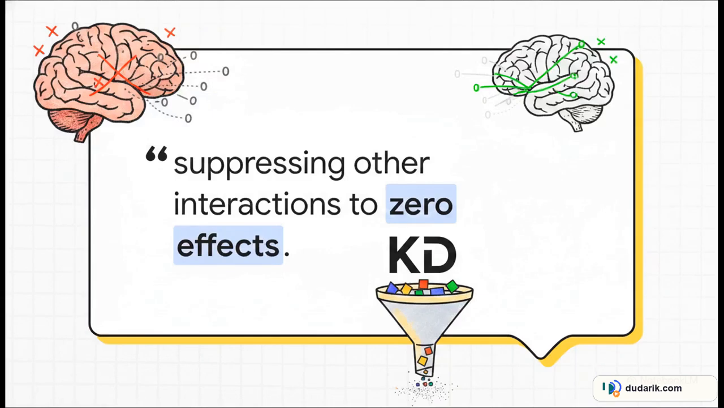And this leads us to the core revelation. I want to read this quote directly from the arXiv abstract because it's that important. Student models retain fewer interactions for inference while suppressing other interactions to zero effects. That right there is the secret mechanism behind knowledge distillation, sparsification. Student models don't succeed by learning everything the teacher knows. They succeed by selectively keeping a tiny, useful subset of interactions and completely zeroing out the rest.